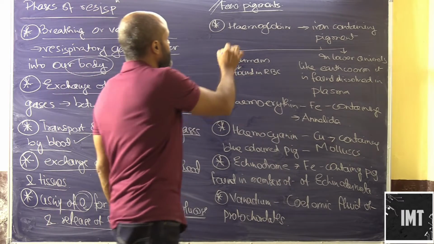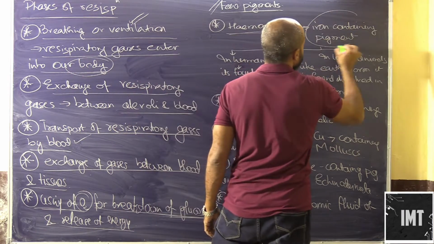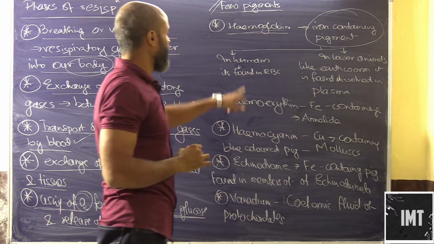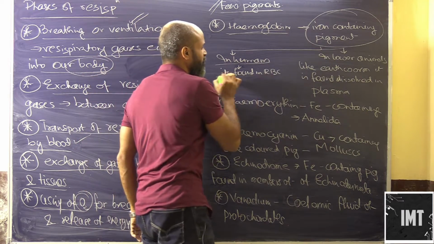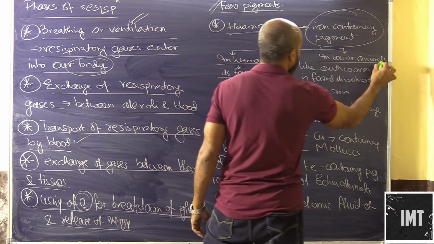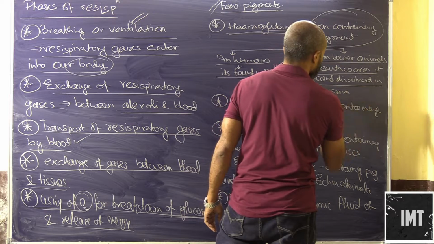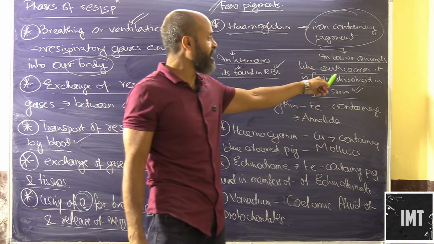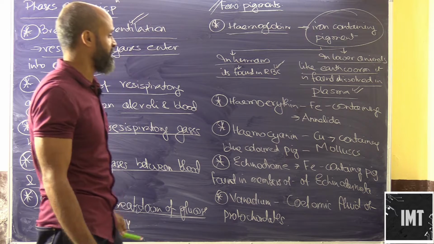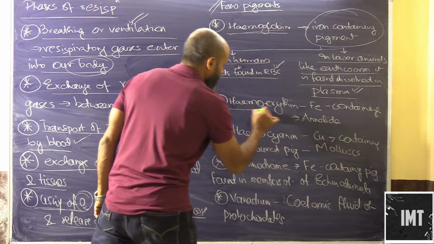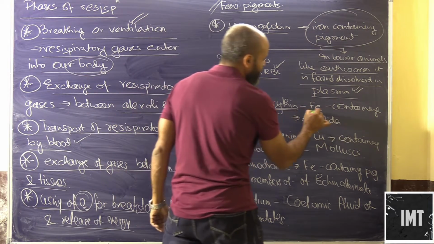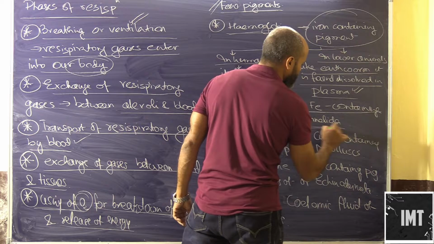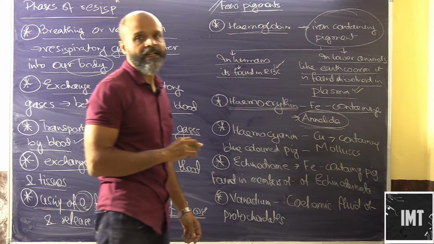Okay, so the first one is hemoglobin. This is an iron containing pigment, and in humans it is found in RBCs. In lower animals like earthworm, it is found in plasma. Then we have hemoerythrin. Hemoerythrin is again an iron containing pigment. It is generally found in annelids.